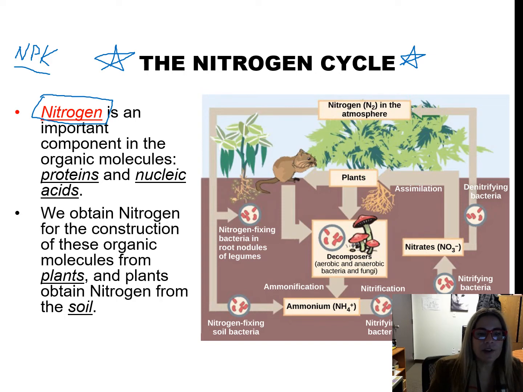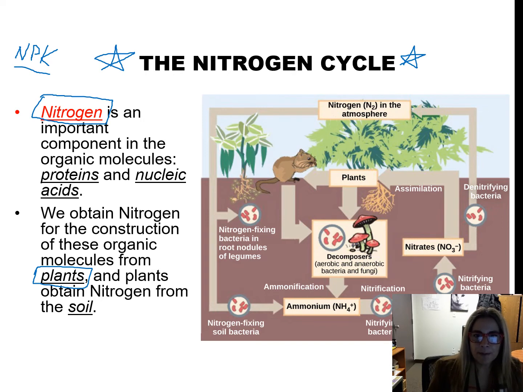We obtain nitrogen for the construction of these molecules from plants. So humans can't just absorb nitrogen from the air, even though we know that nitrogen is the most prominent component of air, but we can't just absorb that through our skin or inhale it, because our lungs are capable of the movement of the oxygen, not the nitrogen, into our bloodstream. So plants will take nitrogen from the soil for growth, and then in turn, very similar to sulfur, when living things eat plants, that's how they get nitrogen to help build those molecules, protein and nucleic acids, etc.